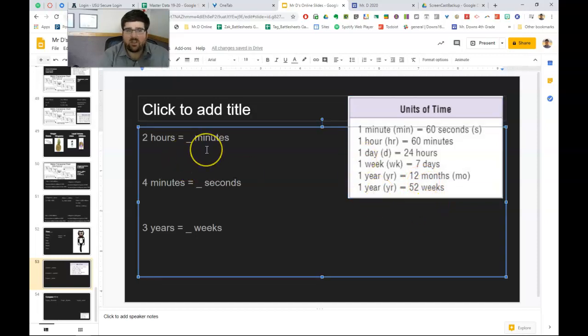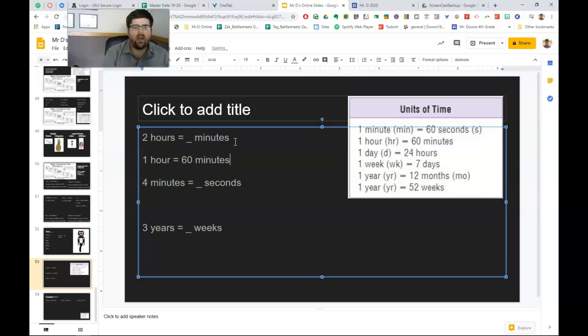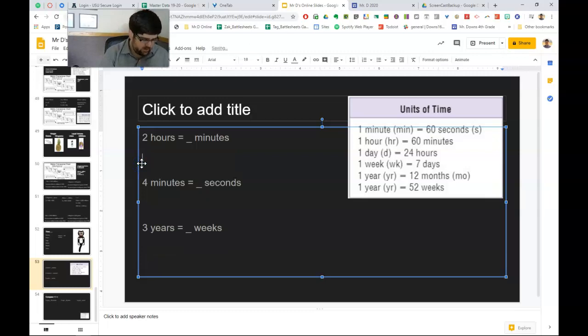So if we're converting hours into minutes, I know that 1 hour equals 60 minutes. So then that means 2 hours would be 60 minutes plus 60 minutes. Or you could do 60 times 2, which is probably what I would do. And that equals 120. So if I'm trying to figure out how many minutes are in 2 hours, then it's 120 minutes, because I added 60 plus 60, or I did 60 times 2, because there's 60 minutes in 1 hour. So if I have two groups of 60 minutes to get to 2 hours, then that would be 120 minutes.